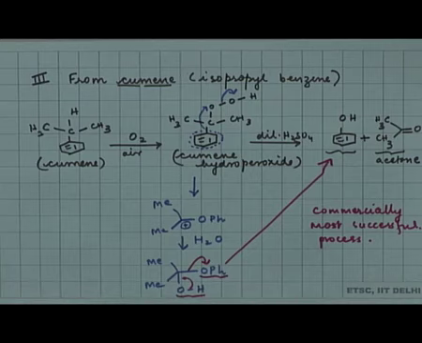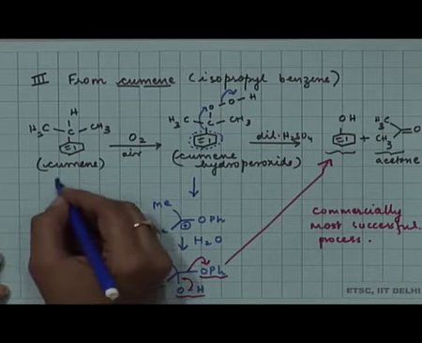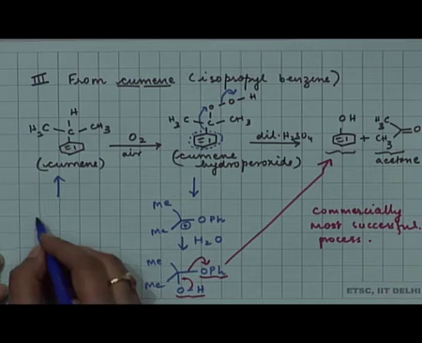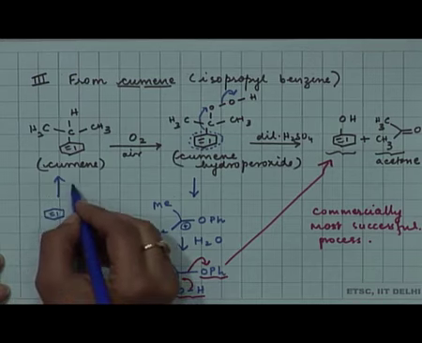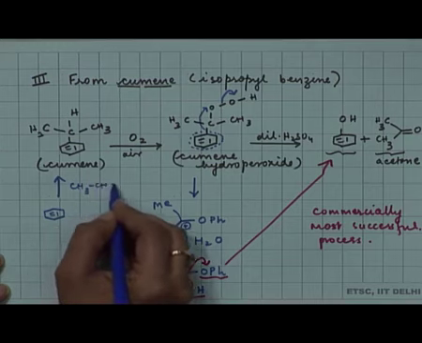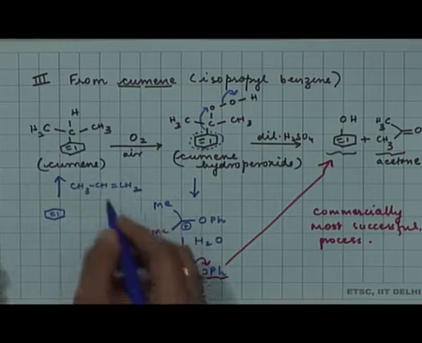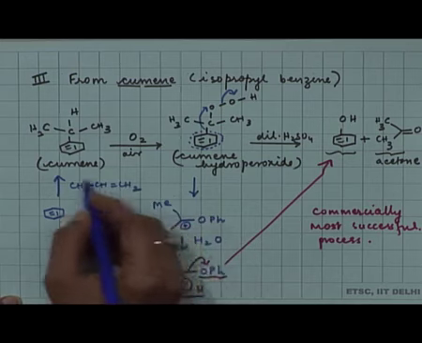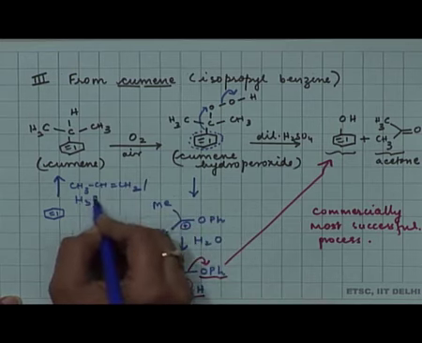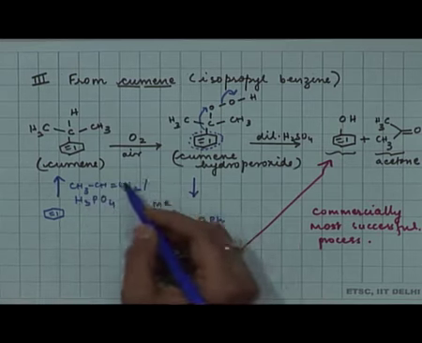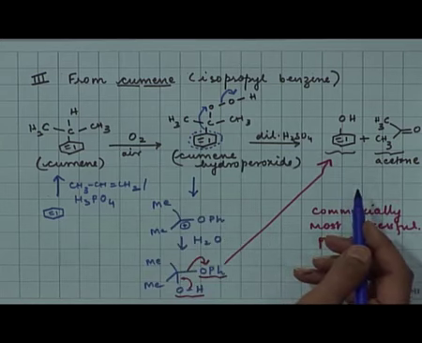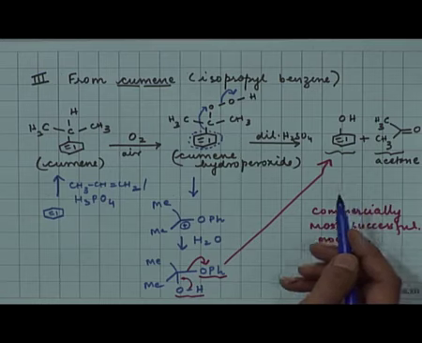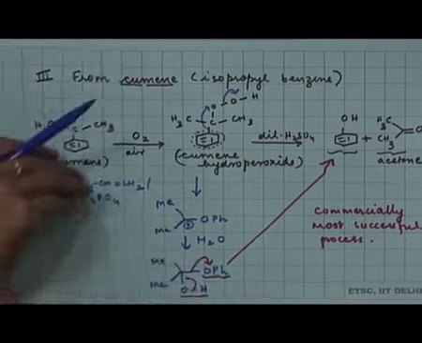starting from cumene, and cumene can be easily prepared from benzene by treatment with propene. So, you can easily get cumene. This is an acid catalyzed reaction. You get the cumene, and cumene on aerial oxidation gives us the phenol and acetone. These are some of the industrial methods for the synthesis of phenols.